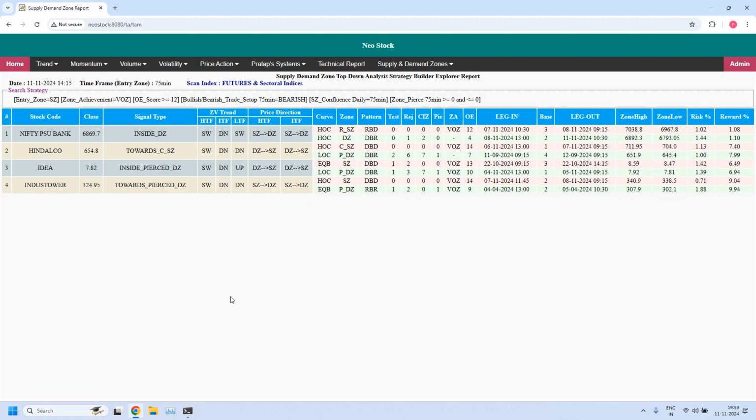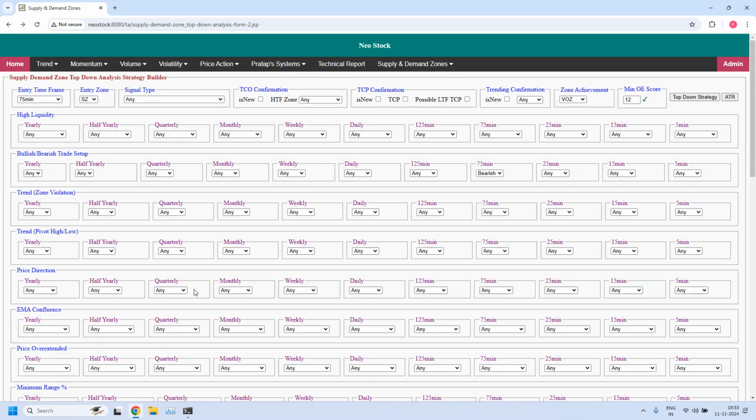If any of these stocks are having daily EMA confluence, they are high probability setups. So in the EMA confluence, at the daily time frame. Why daily? Because the 75 minute entry zone is part of the daily supply zone. That is what zone confluence is. So because the 75 minute supply zone is part of the daily supply zone, we are looking for daily supply zone with daily EMA confluence.